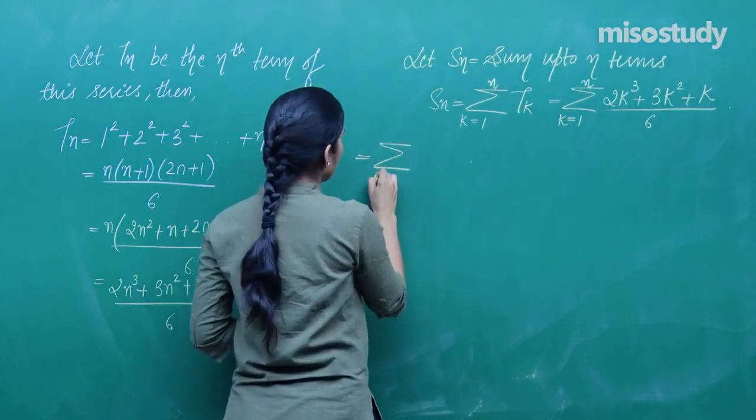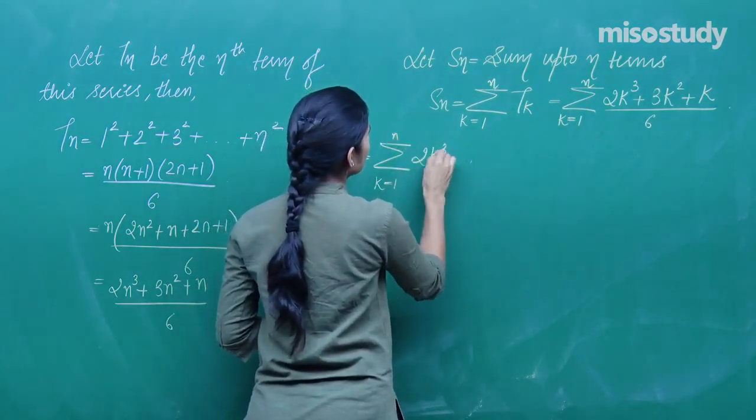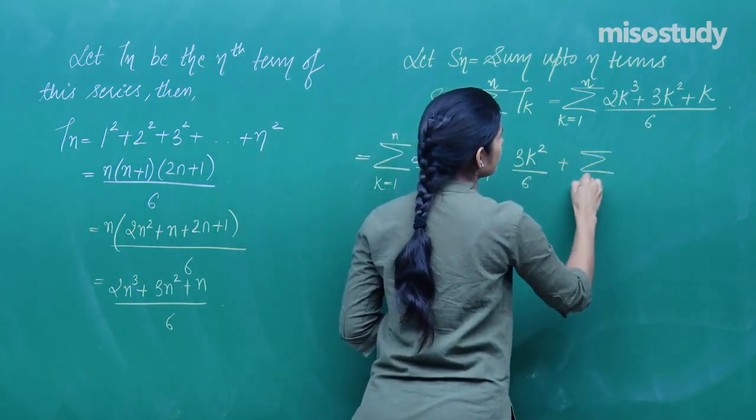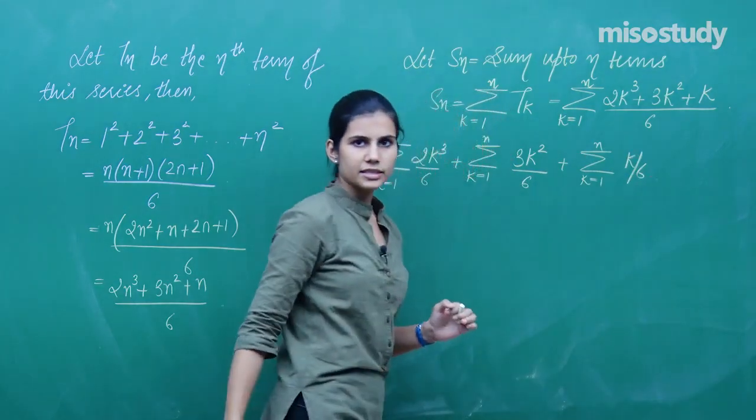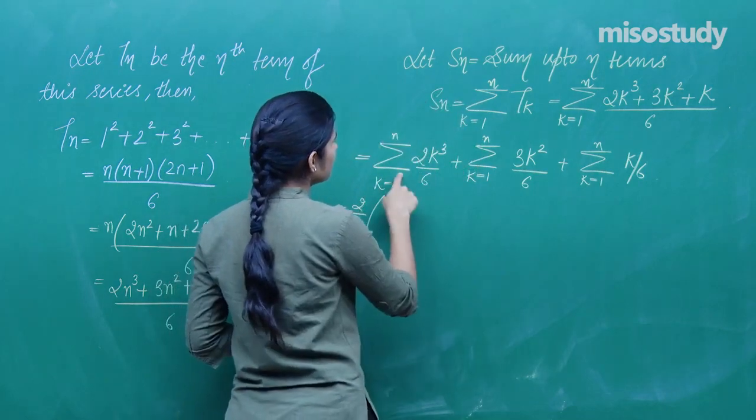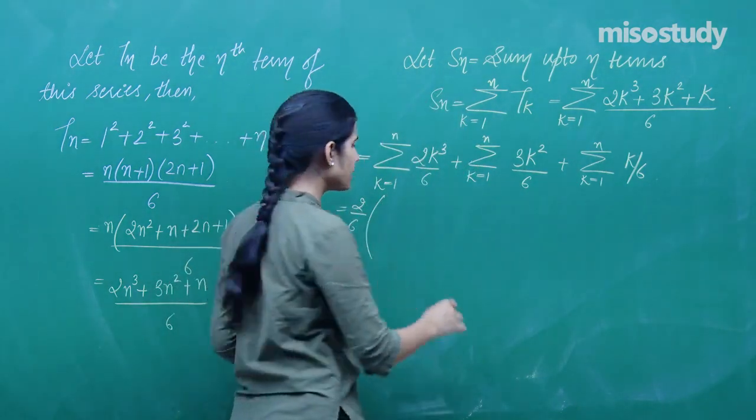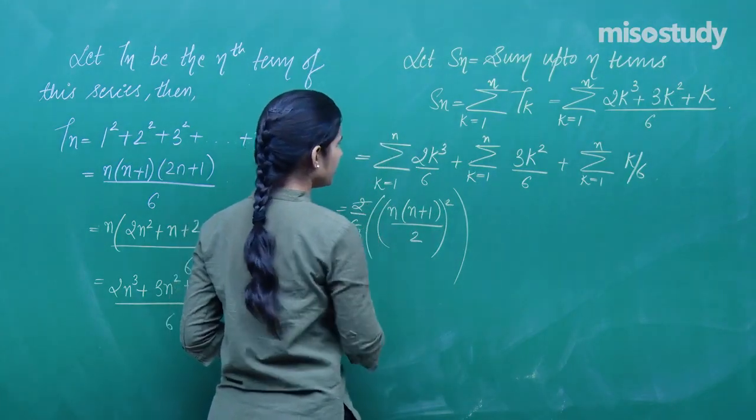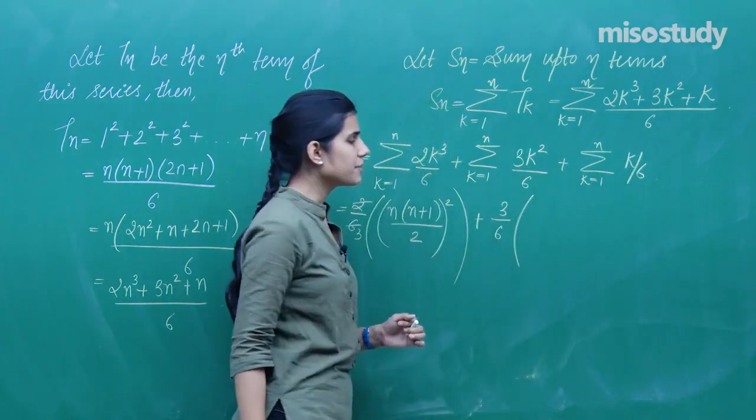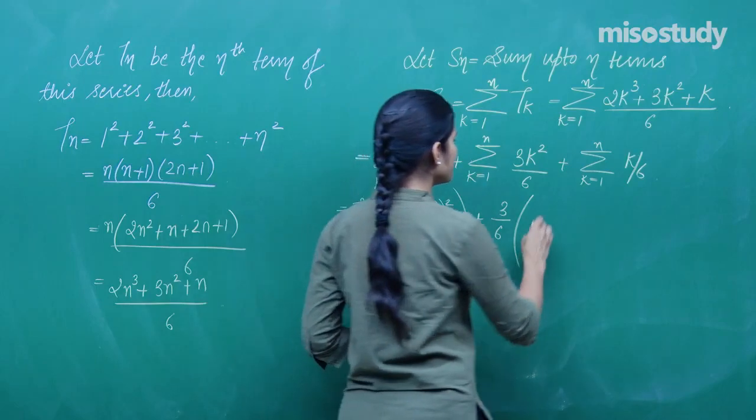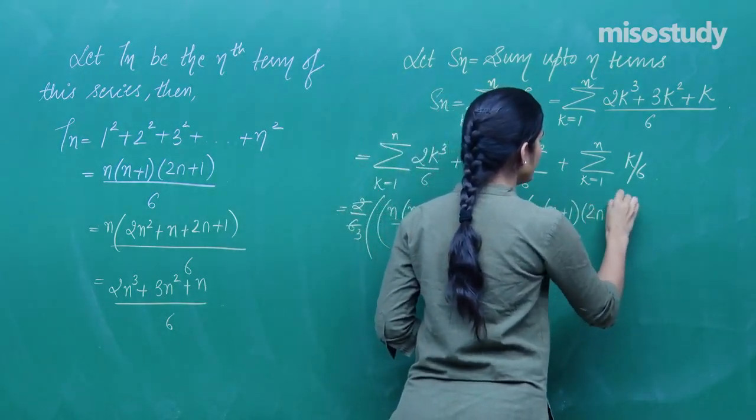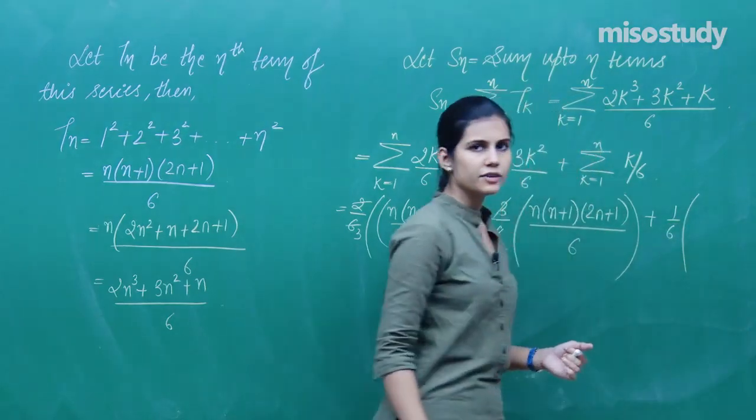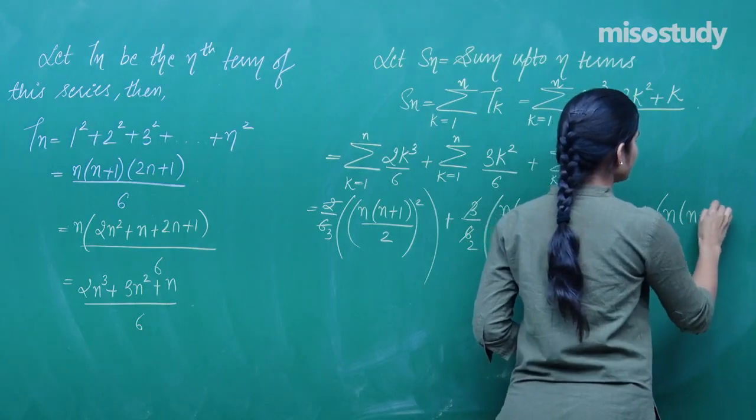Distribute the summation, we know this. Summation k going from 1 to n, 2k cube by 6, plus summation k running from 1 to n, 3k square by 6, plus summation k running from 1 to n, k by 6. 2 by 6 comes out, you are left with summation k cube, k going from 1 to n, the sum of cubes of the first n natural numbers, n into n plus 1 by 2 whole square. 3 by 6 again comes out, you are left with summation k square, k going from 1 to n, the sum of squares of the first n natural numbers, n into n plus 1 into 2n plus 1 by 6. 1 by 6 comes out, you are left with summation k running from 1 to n, the sum of the first n natural numbers, n into n plus 1 by 2.